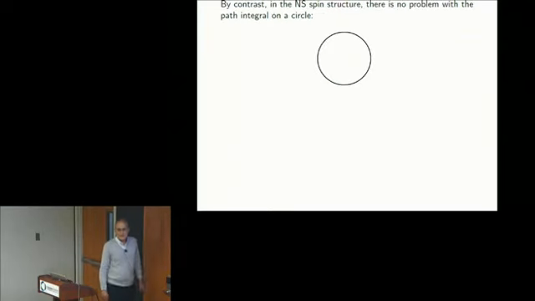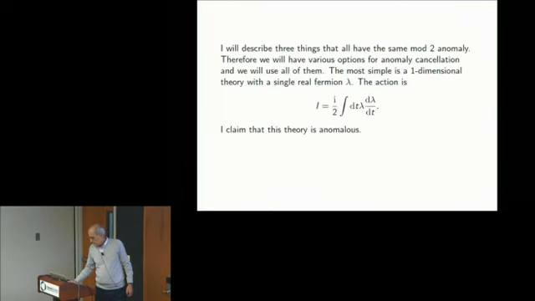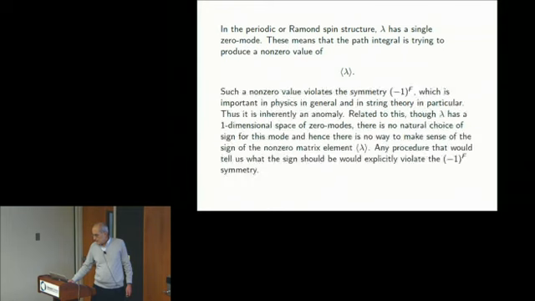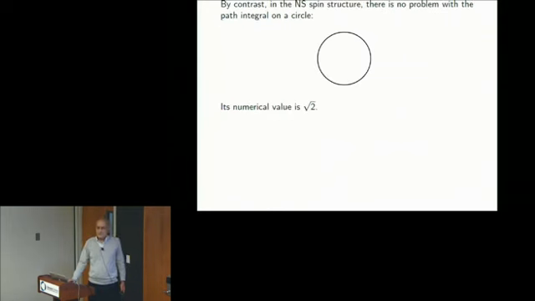However, it's important to note that in the Neveu-Schwarz spin structure, there's no problem with the path integral. First of all, there are no fermion zero modes. But secondly, I can simply tell you the numerical value of the path integral. If we go back to our Lagrangian, you discover that it was actually invariant under reparametrization of the circle. So this Dirac action in one dimension only depends on the circle as a smooth manifold, really. So the path integral is supposed to be a number, not depending on anything. And the value of that number is the square root of 2.